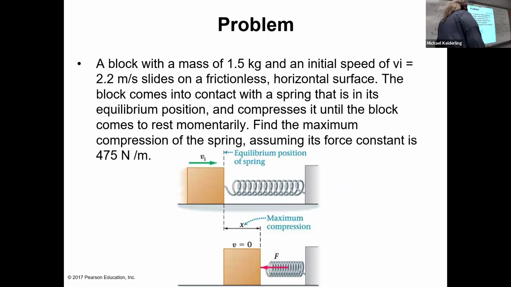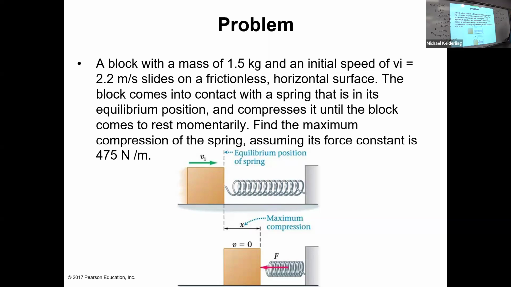And then here we have a block with a mass of 1.5 kilograms and an initial speed of 2.2 meters per second, and it slides on a frictionless horizontal surface, and the block comes into contact with the spring that's in the equilibrium position, and compresses until the spring comes to rest momentarily. We want to find the maximum compression of the spring, assuming its force constant is 475 newtons per meter.